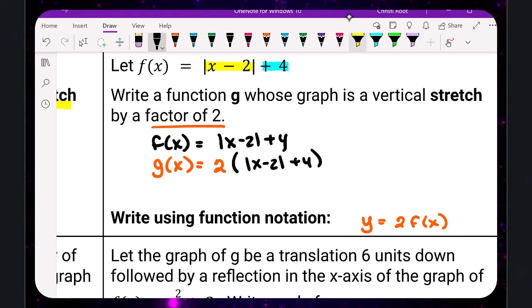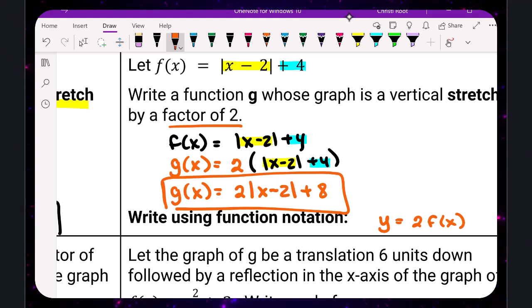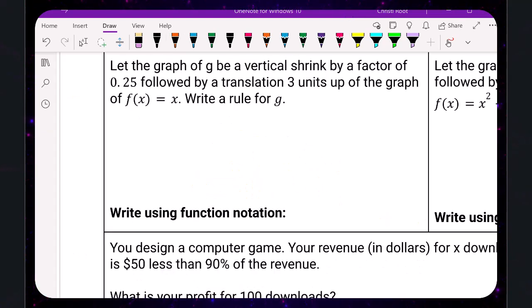by 2. Now remember, I have first part and I have the second part. So the yellow part needs to be multiplied by 2 and the blue part needs to be multiplied by 2. So my final answer is going to be 2 absolute value of x minus 2 plus 8. Let me make that 8 better. There you go. So if you just stick a 2 in the front, it's going to stretch, just not stretch all of the function.